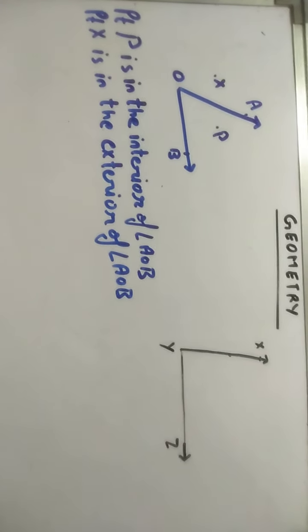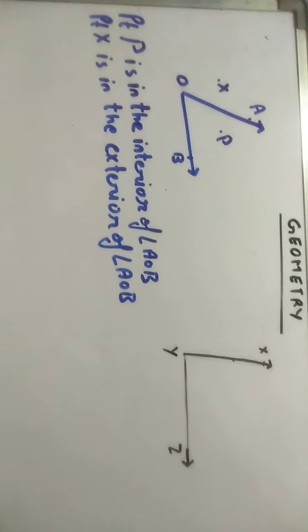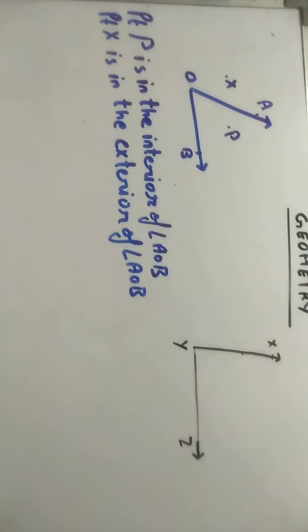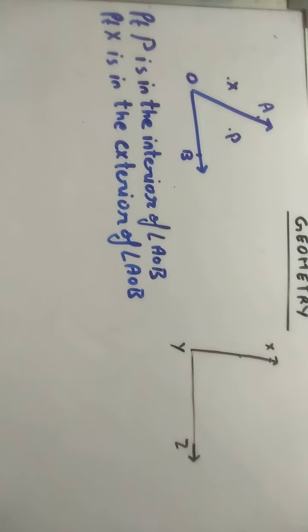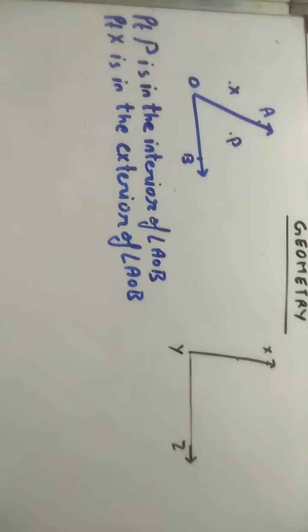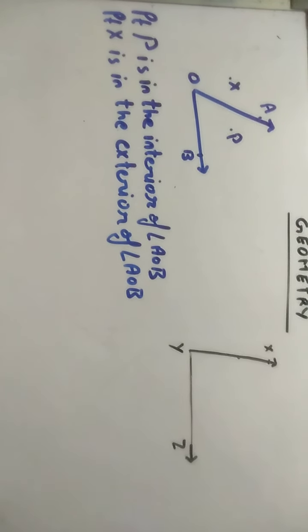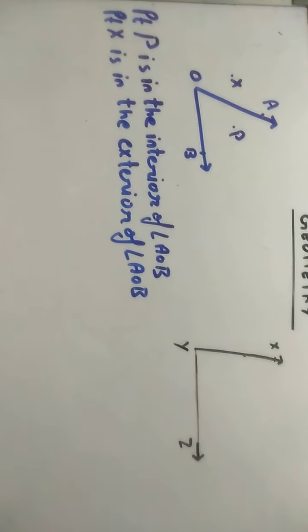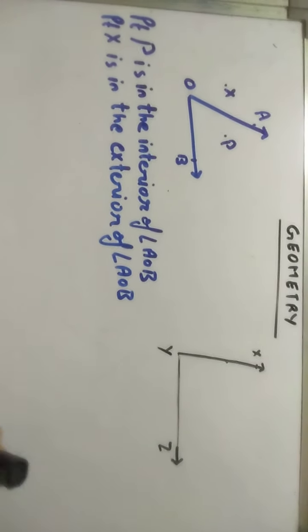So children, we were doing the chapter geometry, and in the previous class we learned how to name angles and what angles are. Now children, today we will learn what the interior and exterior of an angle are and how we can measure angles. Now children, see this figure.